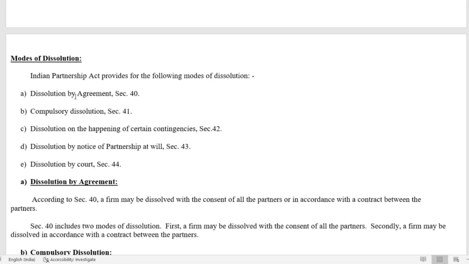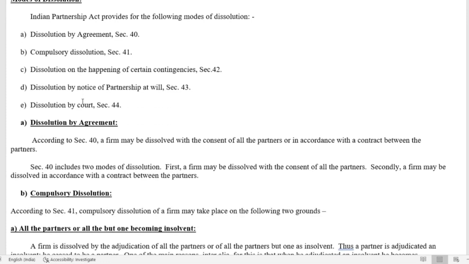The first one is dissolution by agreement. As you know, the partners come together on the basis of an agreement only. So the main aspect between the partners is that there should be an agreement. It may be made in the form of a partnership deed also. The partners come together on the basis of the agreement, and in the agreement they can decide the future course of their business and other aspects.